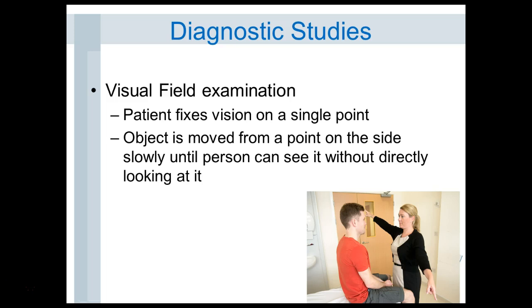You'll notice in the bottom corner, you will see someone checking this gentleman's visual field. The patient is told to stare forward, often at a fixed point behind the examiner or at the examiner's nose. Objects are moved into and around the visual fields, peripheral fields, and you're asking the patient when they come into view without directly looking at it.